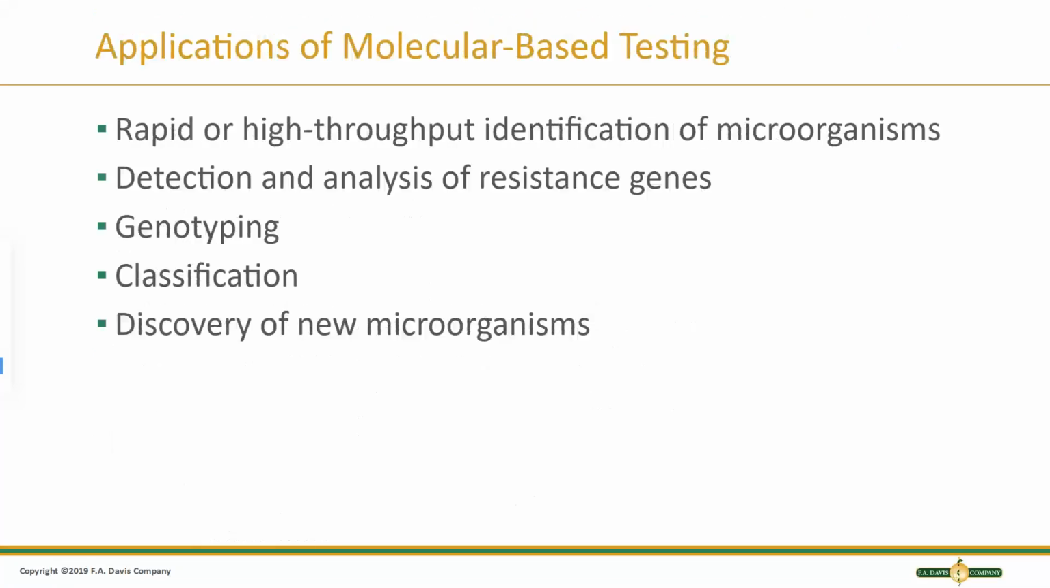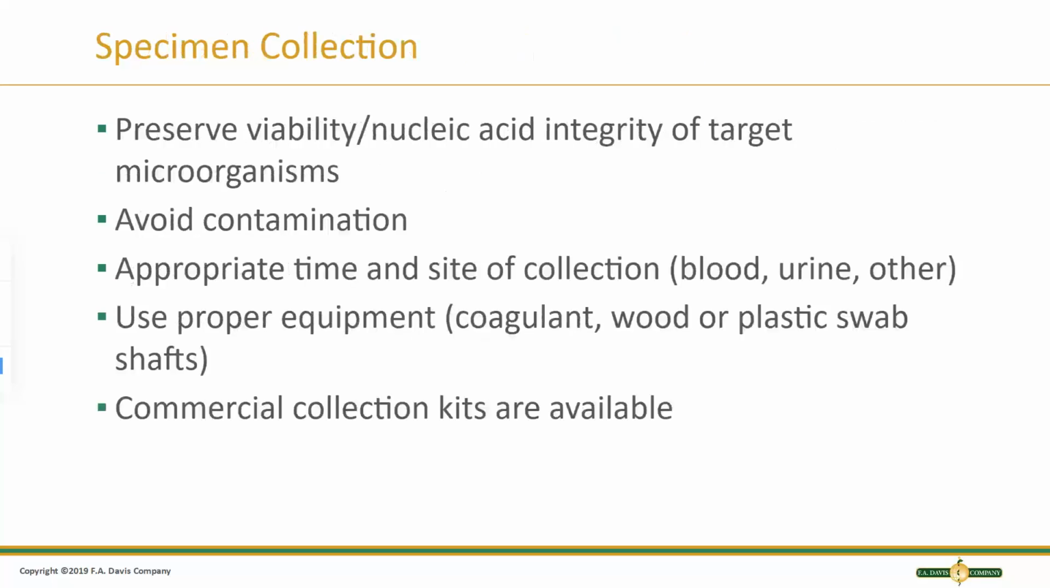All right, so applications: rapid or high-throughput identification of microorganisms, detection and analysis of resistance genes, genotyping, classification, and the discovery of new microorganisms. Specimen collection: you want to preserve viability and nucleic acid integrity of the target microorganisms. Avoid contamination. Choose the appropriate time and site of collection: blood, urine, other. Use proper equipment: coagulant, wood or plastic swab shafts. Commercial collection kits are available.